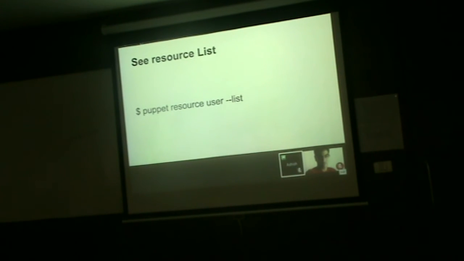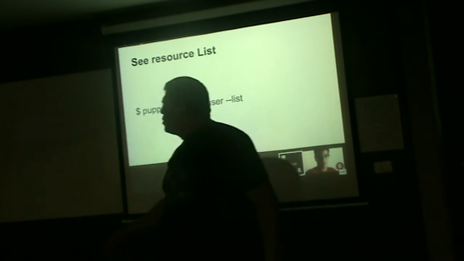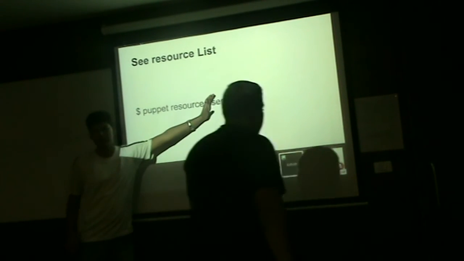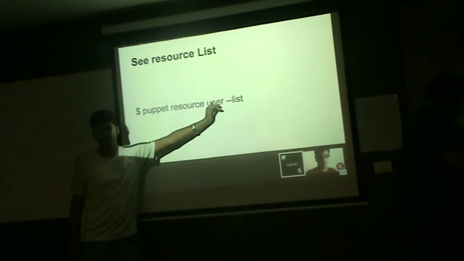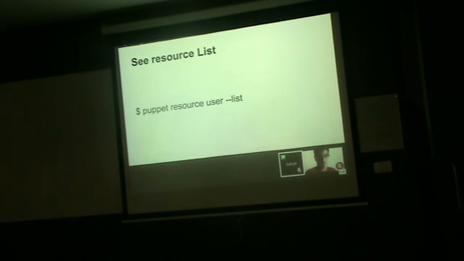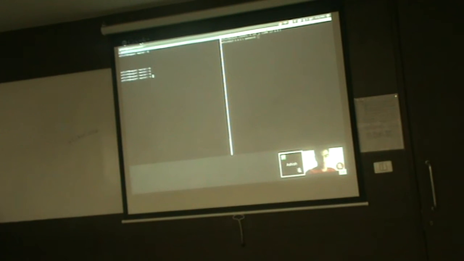For example, I'm not going to touch the VMs. What will happen if I run puppet resource user list is that it gives the complete list. We are defining puppet, after that resource, and after that what type of resource we want. For example, I want the resource as user. It's going to pop out the whole list of the resources that we are going to have. So give me a second, I'll run it here.